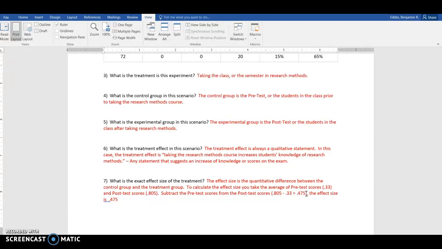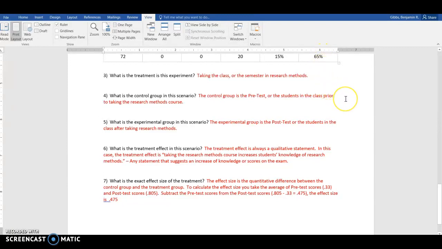And let me give you a scenario which crystallizes why this is important. We want to know the treatment effect, but why do we want to know the effect size? The treatment effect will tell us that it will increase one's knowledge. However, let's say that instead of 0.805, it was 0.35. So persons on the pre-test averaged 33% on that test.